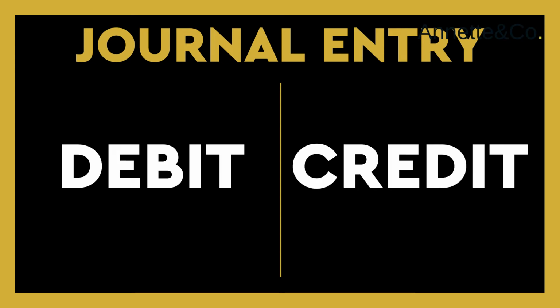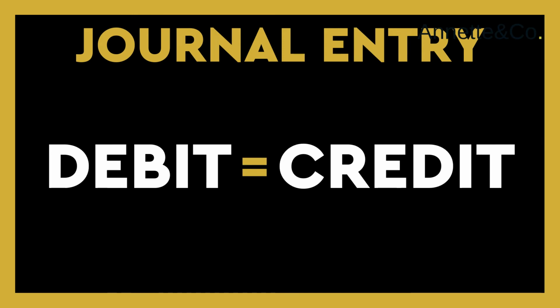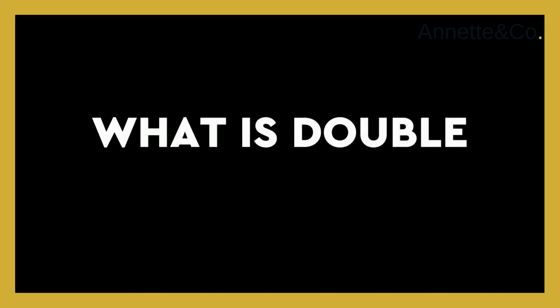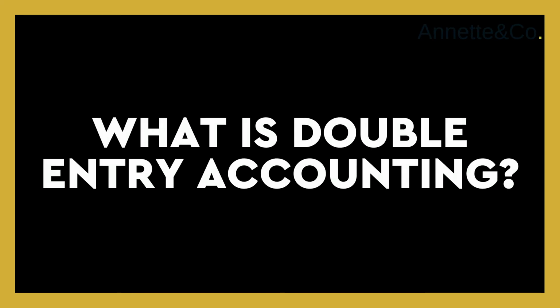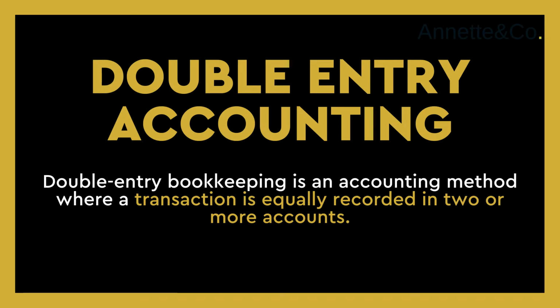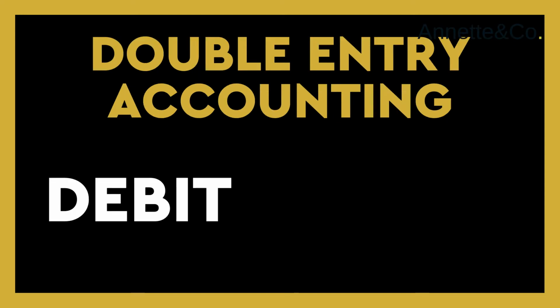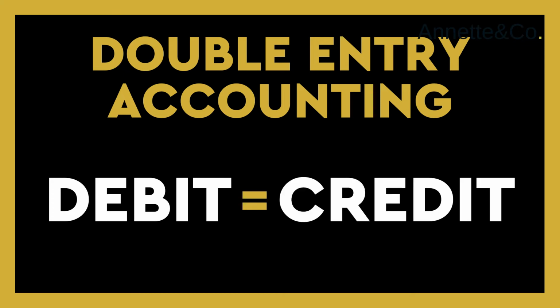But every financial transaction impacts at least two accounts. So one side will be debited and the other side will be credited. This means that a journal entry always has an equal debit and a credit. So what is double entry accounting or bookkeeping? Double entry bookkeeping is an accounting method where the transaction is equally recorded in two or more accounts. A debit is made to at least one account and a credit is made to at least one other account. The total debits and credits must balance.